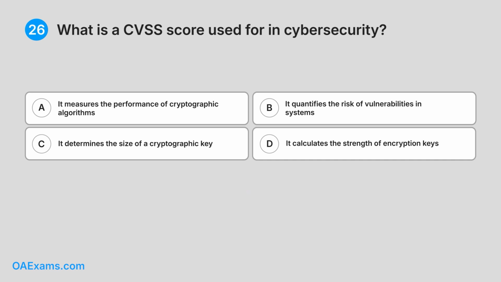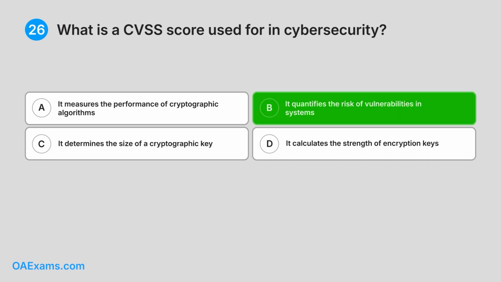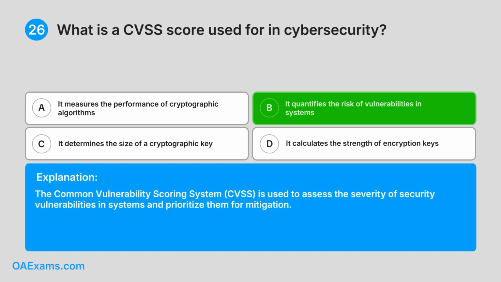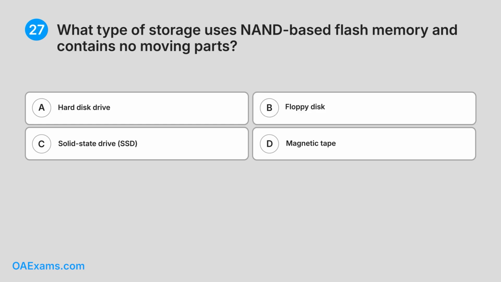Correct answer. B. It quantifies the risk of vulnerabilities in systems. Explanation. The Common Vulnerability Scoring System, CVSS, is used to assess the severity of security vulnerabilities in systems and prioritize them for mitigation.